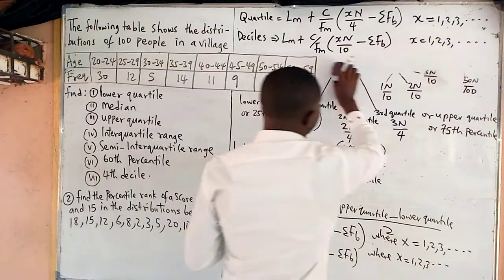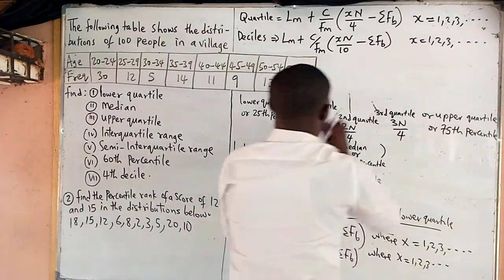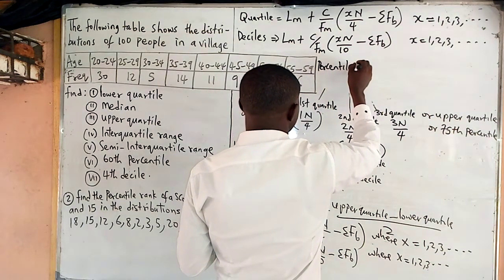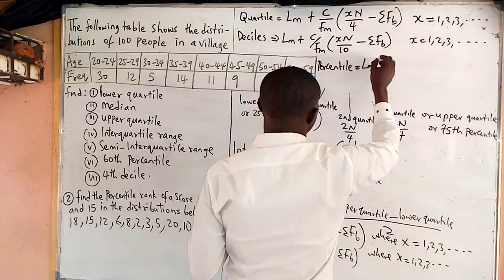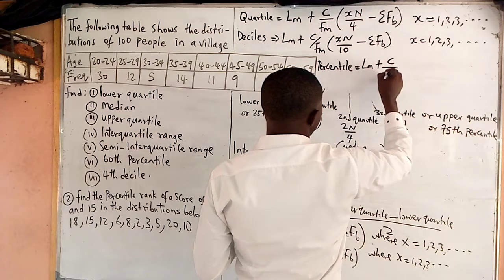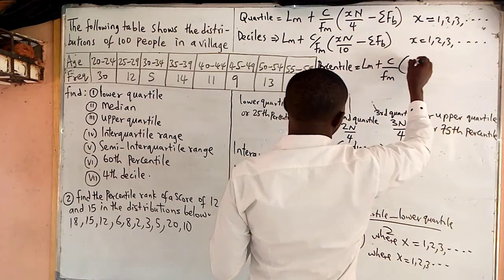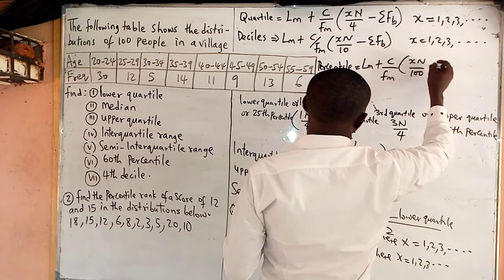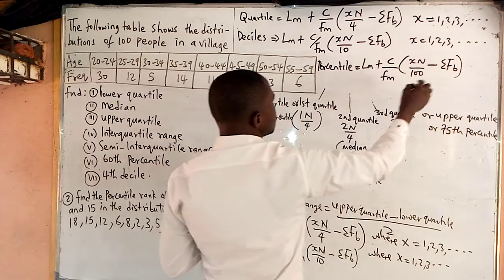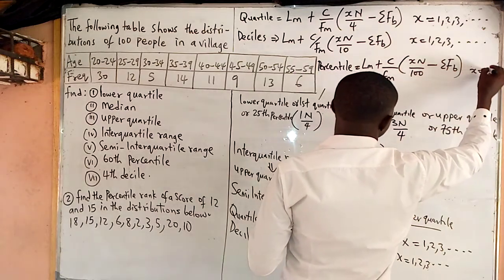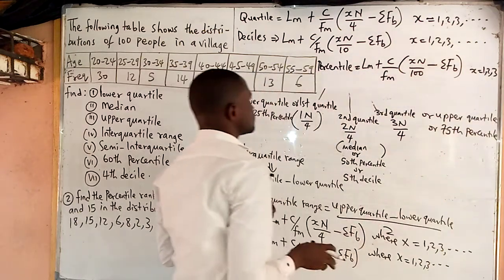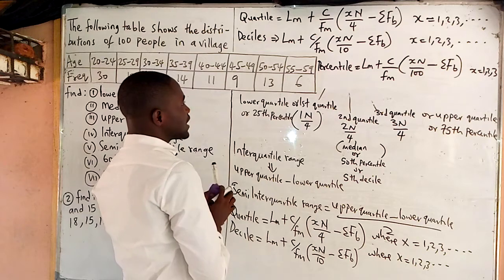Then for the percentile, we said that the formula is LM, the lower class boundary of the percentile class, plus C all over FM, bracket xN all over 100 minus the summation of frequency before the percentile class, where x ranges from 1, 2, 3 to 99. Okay? C is the class width.